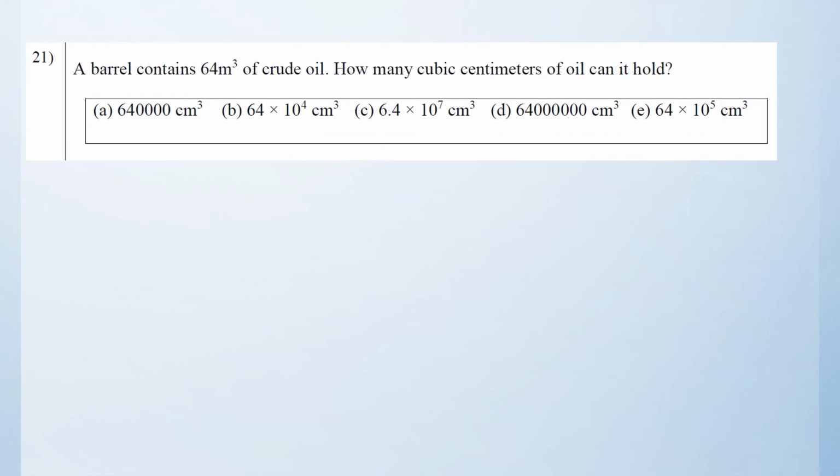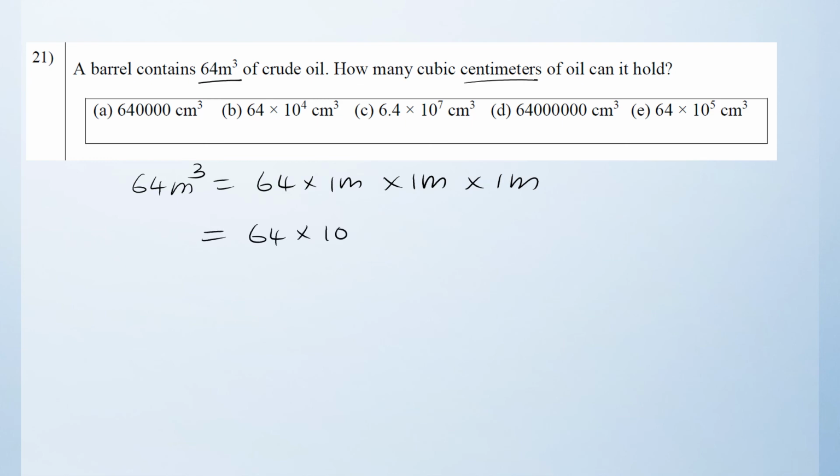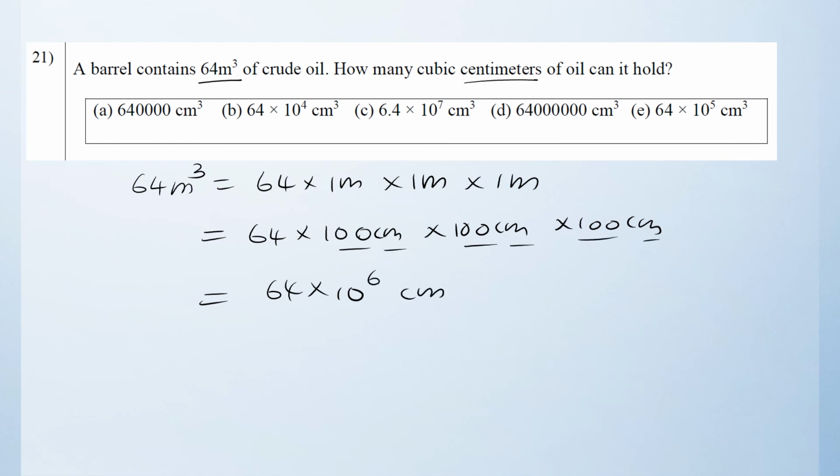Question number 21. A barrel contains 64 cubic meters of oil. Then how many cubic centimeters? 64 cubic meters is the same as 64 into 1 meter into 1 meter into 1 meter. So each meter should be converted into centimeters. Then we have 100 centimeters, 100 centimeters and 100 centimeters here. So finally what we have is 64 into 10 to the power 6 cubic centimeters.